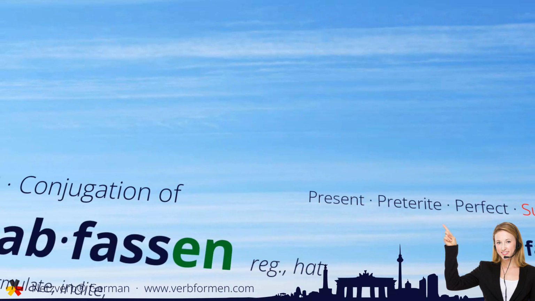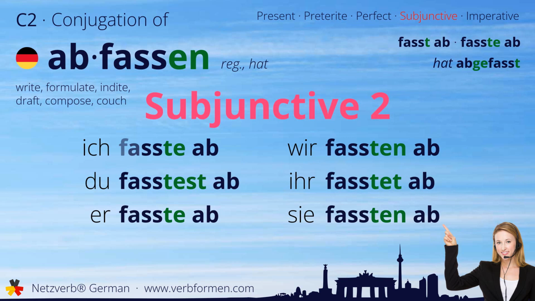Now we move on to the subjunctive two. Ich fasste ab. Du fasstest ab. Er fasste ab. Wir fassten ab. Ihr fasstet ab. Sie fassten ab.